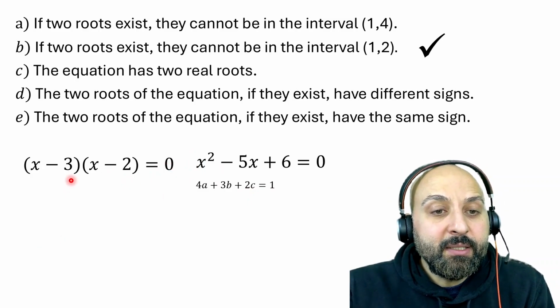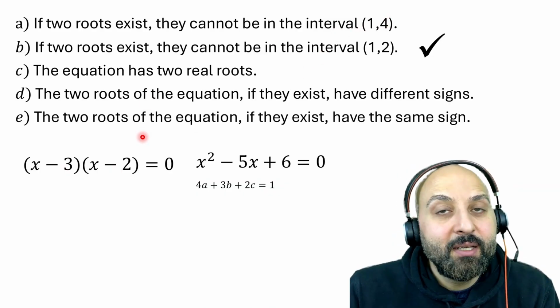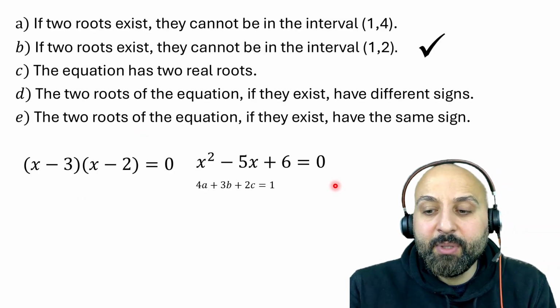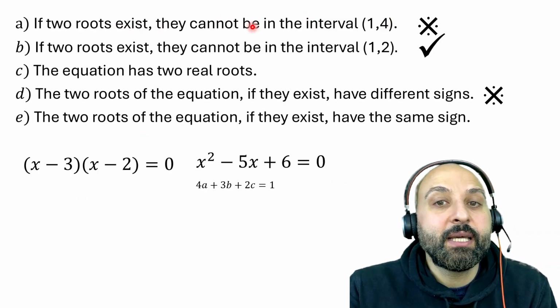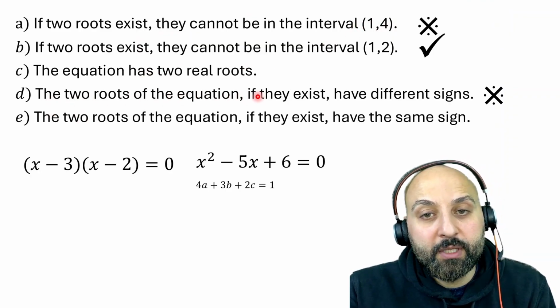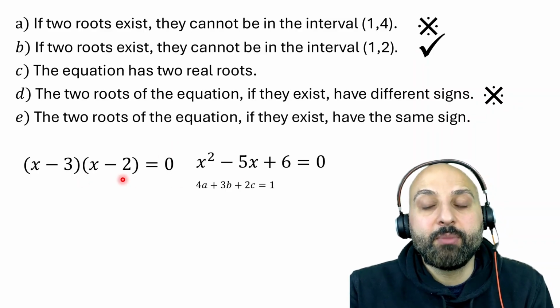But as you can see, we have two roots that are between 1 and 4, and they have the same sign. So basically, by giving this example, we can easily eliminate option A because it says they cannot exist between 1 and 4, and option D, the two roots of the equation, if they exist, have different signs. But we already gave a wrong example.